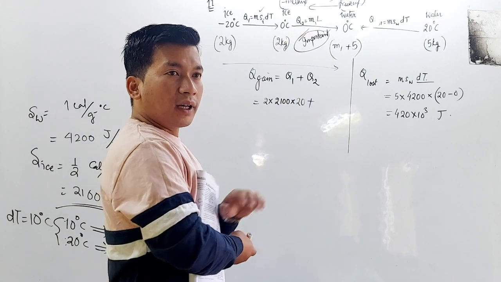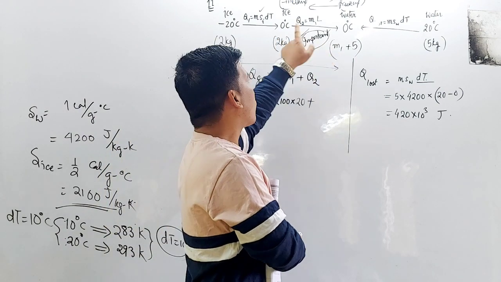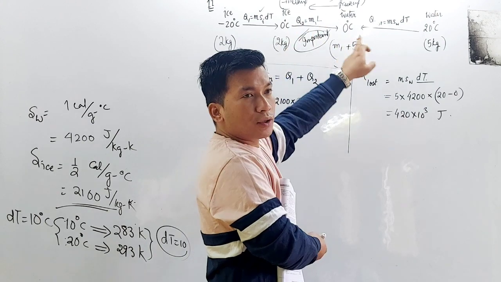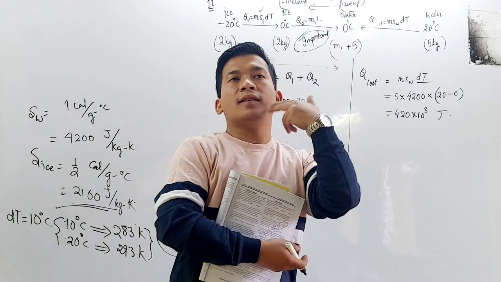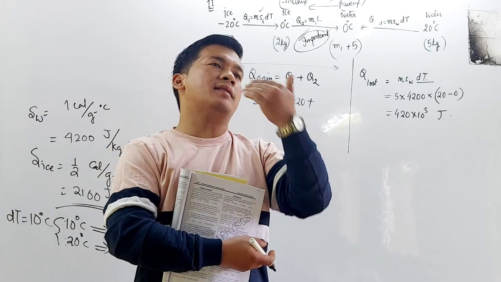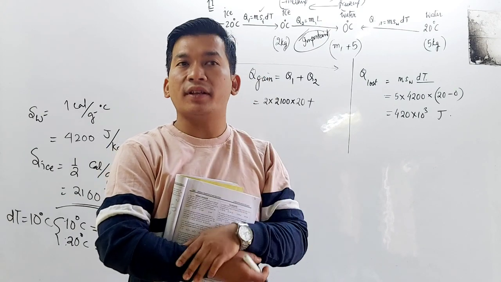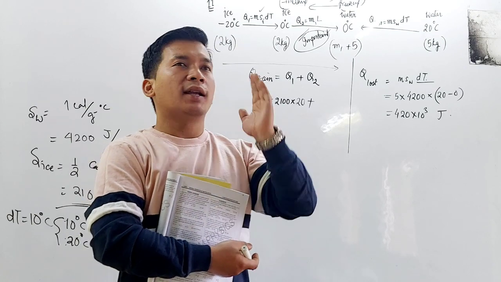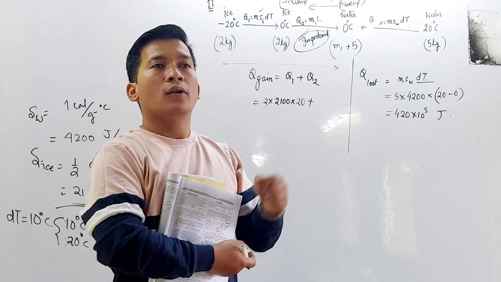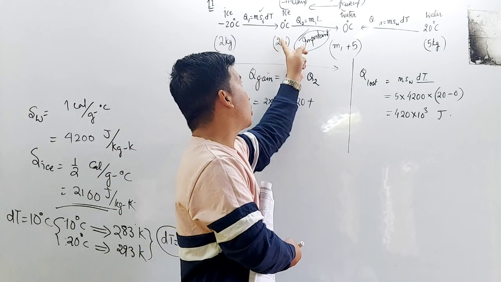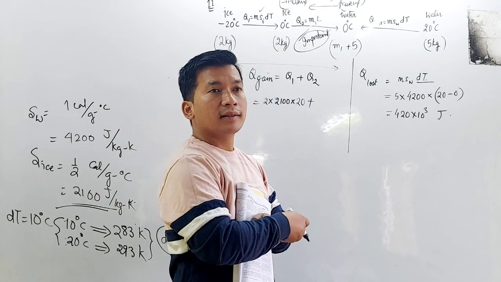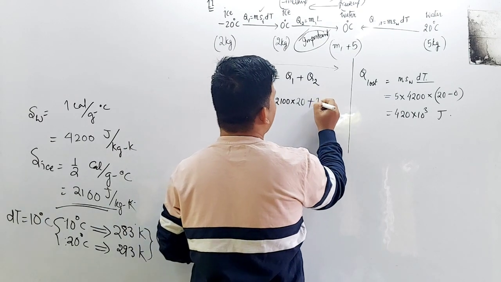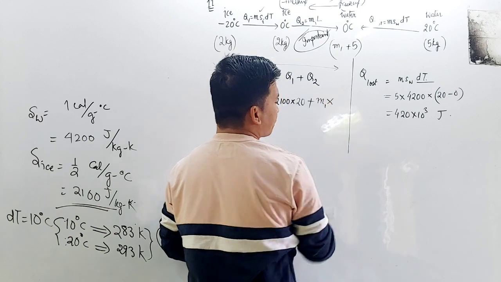There is a state change from 0 degree ice, solid, converted to 0 degree water. Your physical state is changed while maintaining the same temperature. Temperature is constant. So we are using the latent heat concept, and the expression of heat will be equal to mass into latent heat of fusion. Now let us put the value here. This is M into latent heat of fusion.